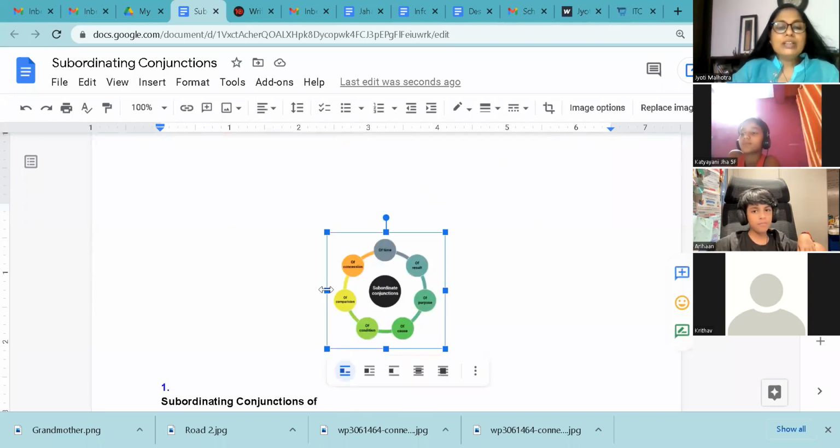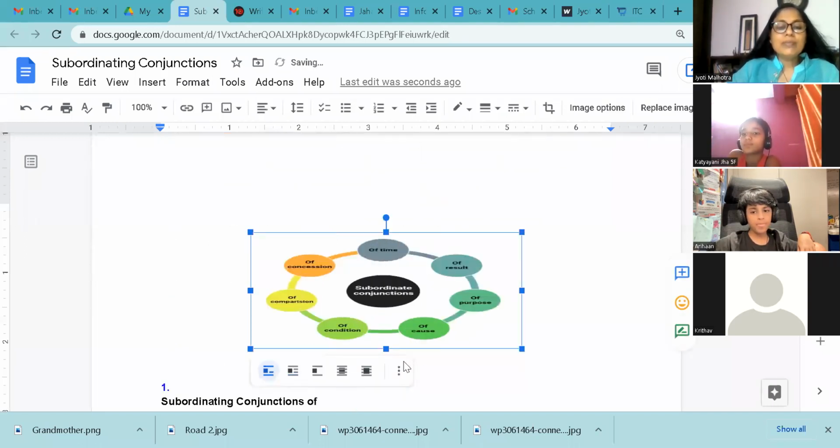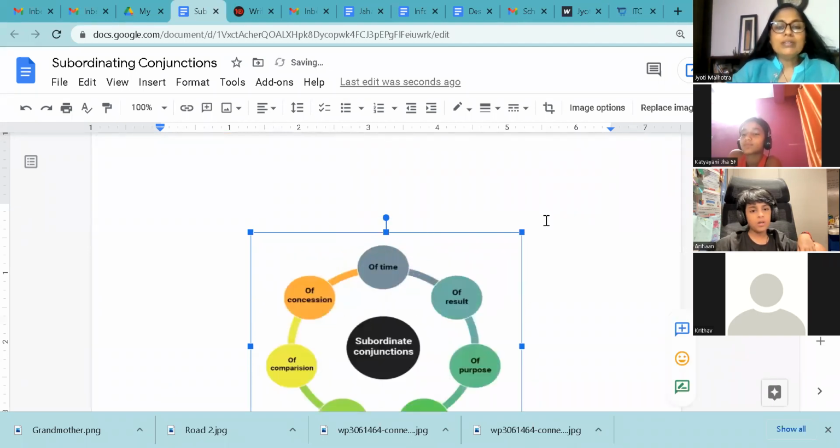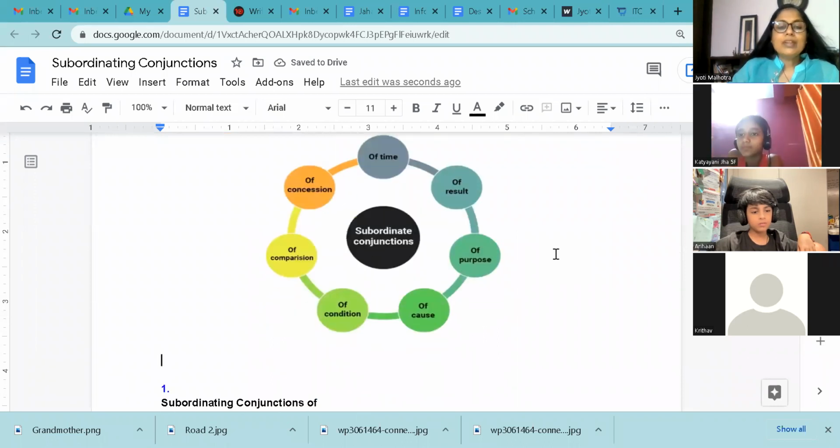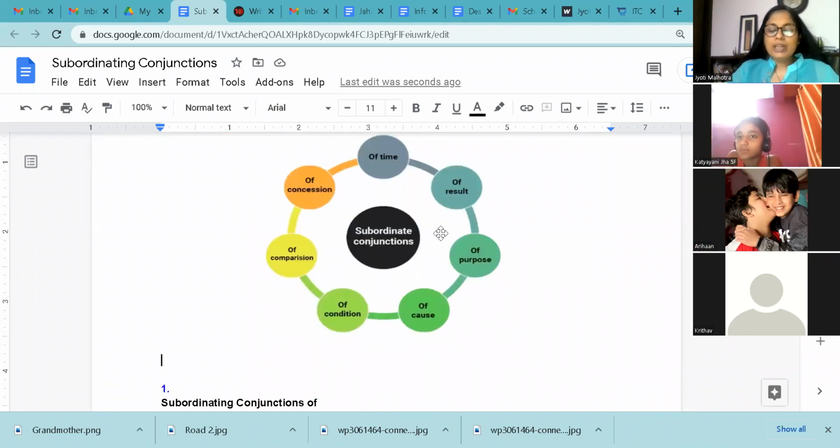Can you read anything from this picture? Anything? Any word? There are different types of conjunctions, children. I'm going to cover most of them in the class today.